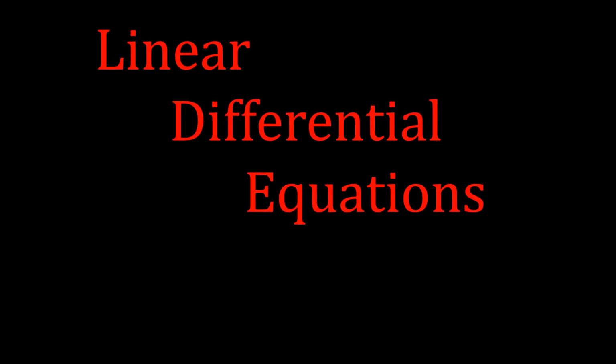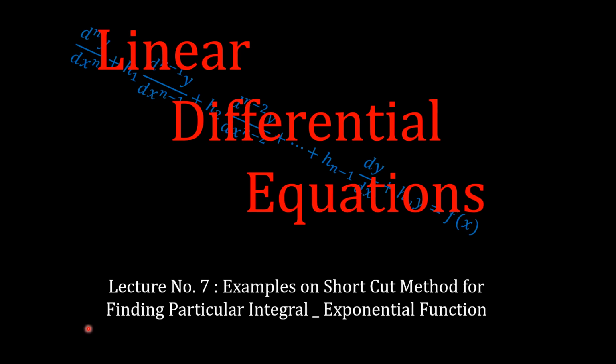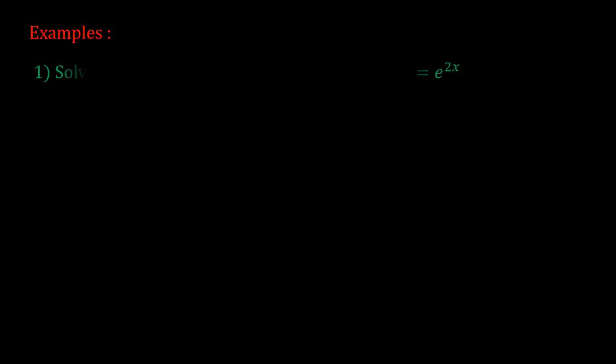Hello everyone. In this lecture, we are going to solve examples on the shortcut method for finding particular integral when the right hand side function is the exponential function. So let us go to the example. Example is solve the differential equation (D^2 + 3D + 2) y = e^(2x). So this is a second order non-homogeneous linear differential equation.